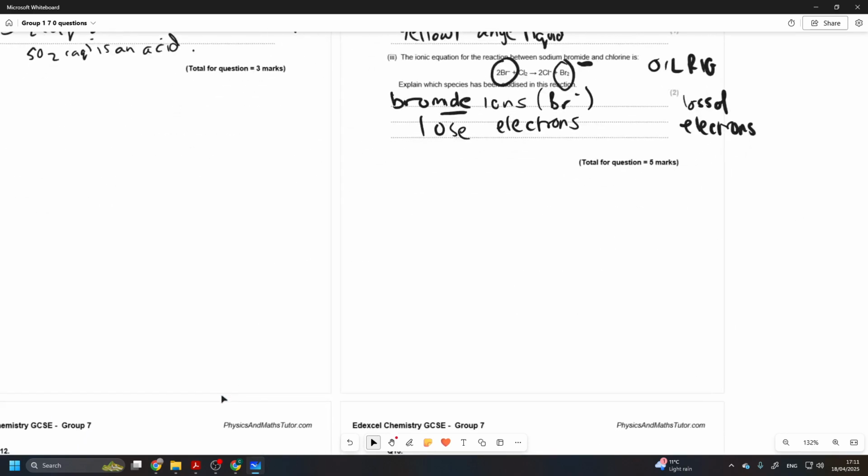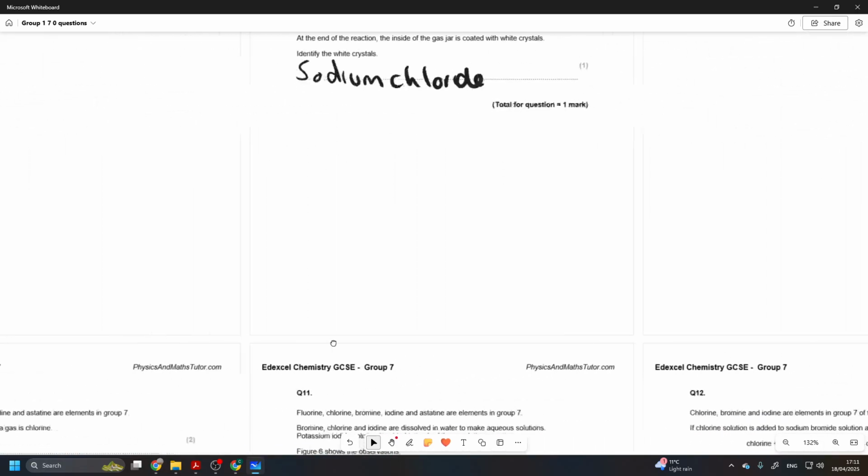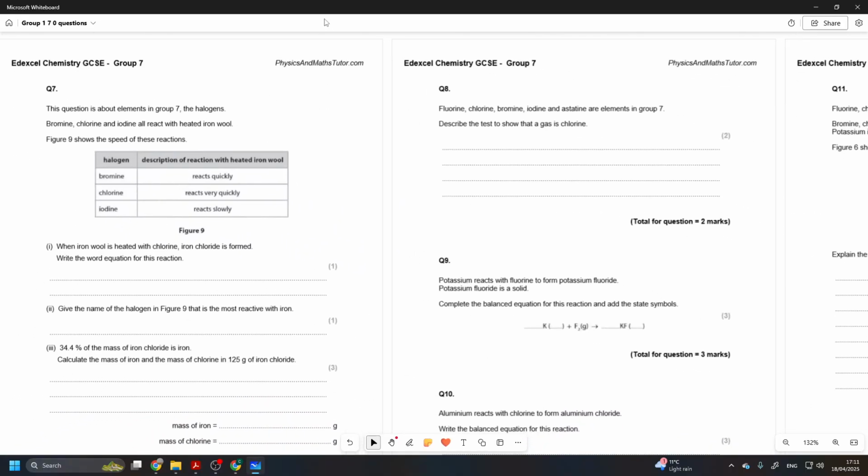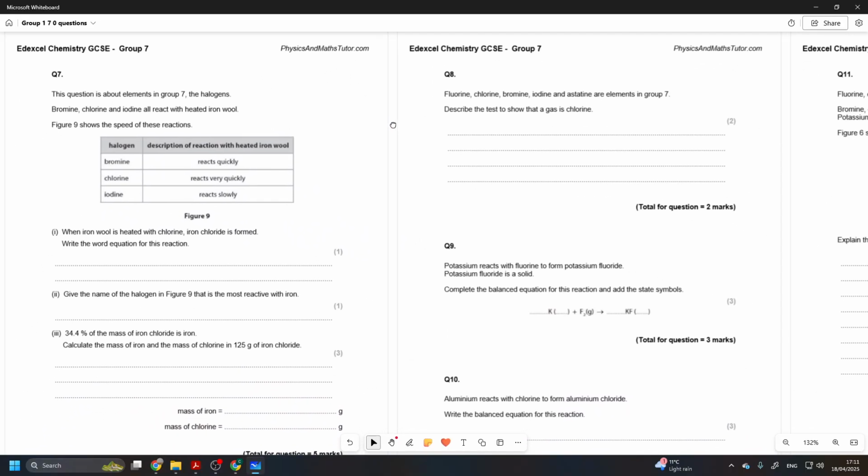Right, where are we next? Let's keep going. Oh, these pages just keep going, don't they? So, this is another question about halogens. Bromine, chlorine, and iodine all react with heated iron wool. Figure 9 shows the speed of these reactions. Immediately you can see this is getting slower. You can just see that from there.